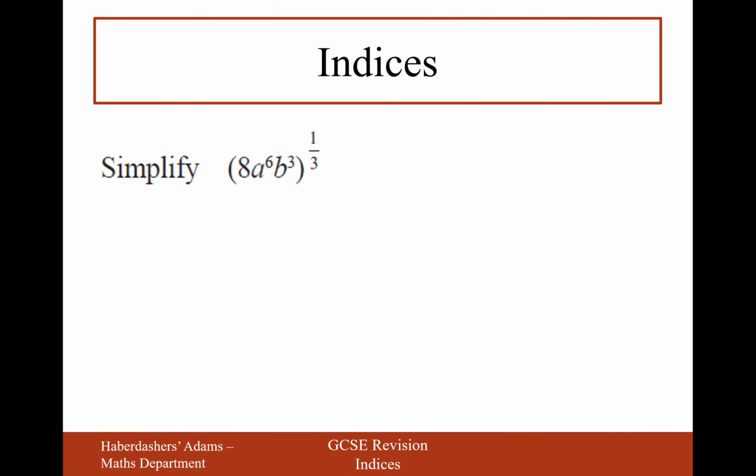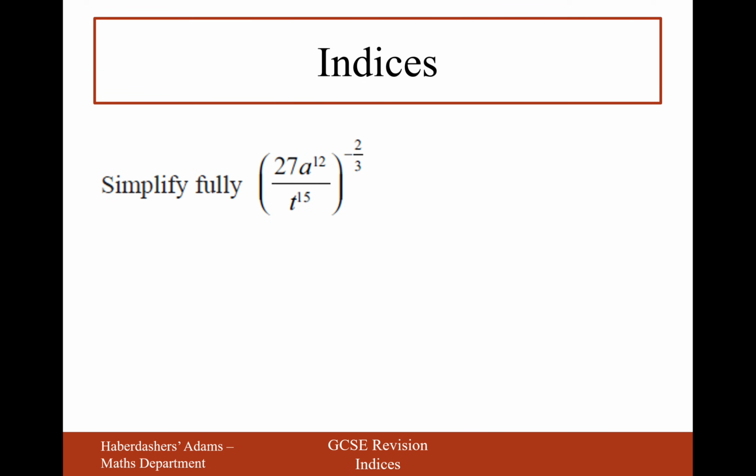Moving on to the next one, pause the video and have a go at this question. Okay, so we're going to do the 8 to the power of a third as normal. 8 to the power of a third is 2. And then we're going to multiply the indices together. So 6 times a third is 2, so it's a squared, and 3 times a third is 1, so that's just going to be b. 2a squared b is your final answer.